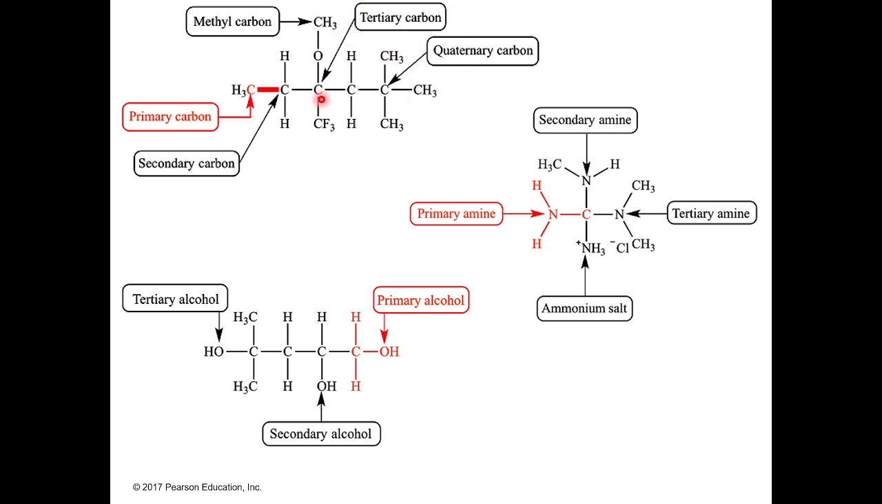So this is a tertiary carbon. How many other carbons are attached to it? 3, exactly. Notice the methyl carbon has how many carbons attached to it? None. It's methyl. It has no other carbons attached to it. And that's why it's referred to as a methyl carbon here and not as a primary carbon.